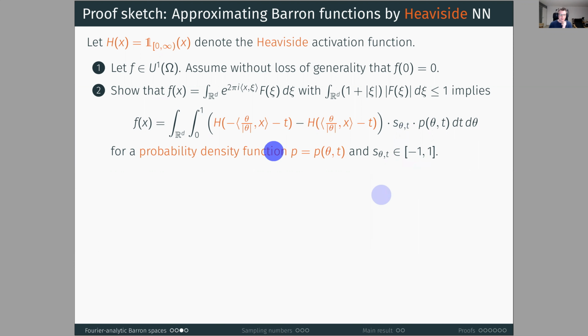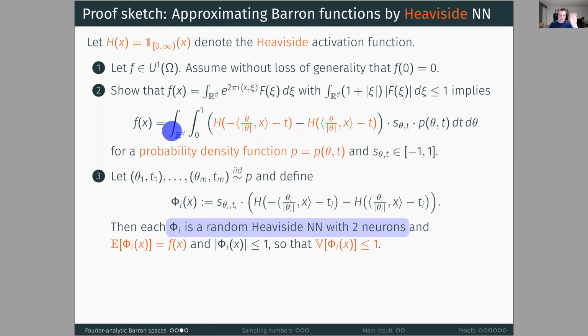So what this essentially tells us is that we have written the function f of x at each individual x as an expectation of a shallow Heaviside network with 2 neurons. Then you can draw a lot of independent samples and use the law of large numbers to get your approximation. So let's draw a lot of samples theta 1, t1, up to theta m, t m from this probability density function here.